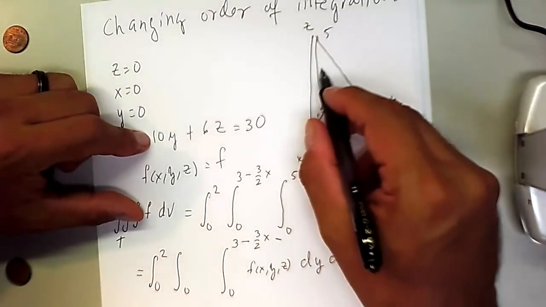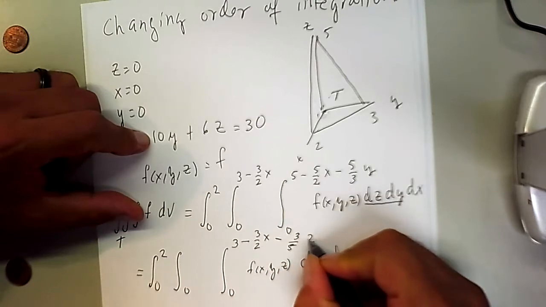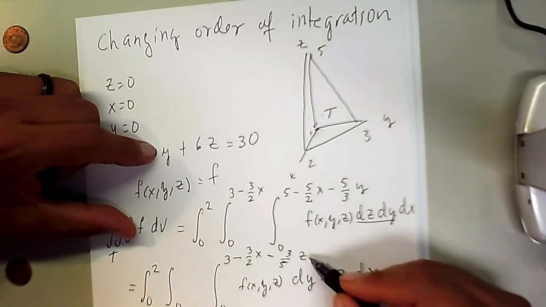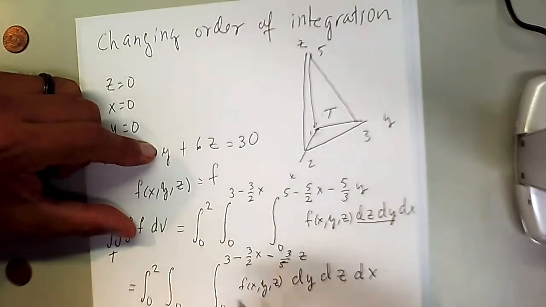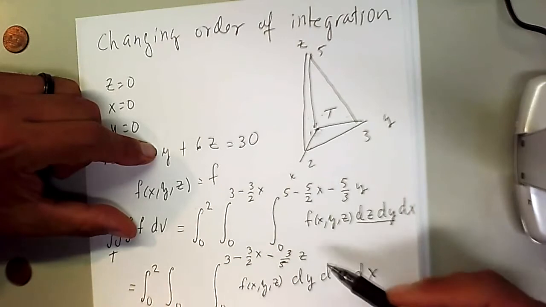That works for planes of that kind. So 3 over 5 z. Yep. So when z is 0, y is 3. So this is a y value. Yep. And x is 0 too.